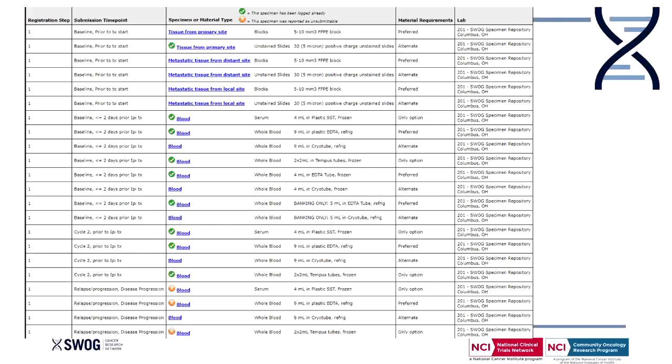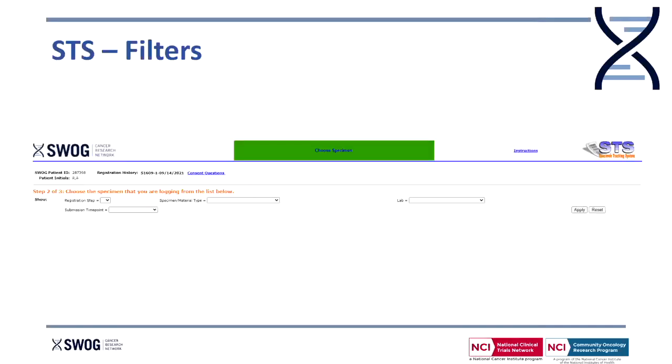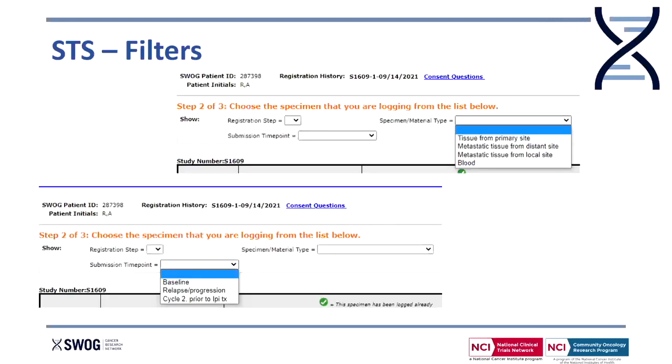So many words. You just have a few minutes to log specimens and you're not trying to read War and Peace here. So let's simplify what we're seeing. By using the filters, we control what we're seeing. For multiple step studies, this is especially helpful. You can filter by specimen material type, submission time point, or lab. The study I chose only has one step and specimens are only sent to one lab. So those won't be particularly helpful here, but the other two filters sure will be.